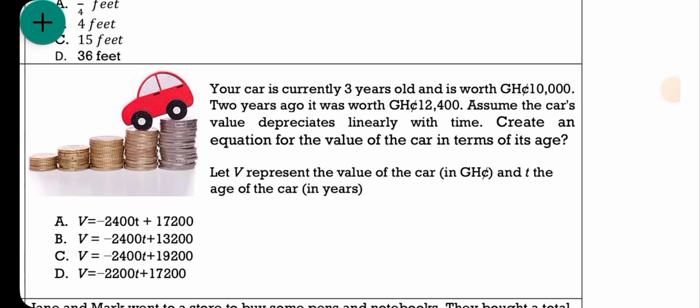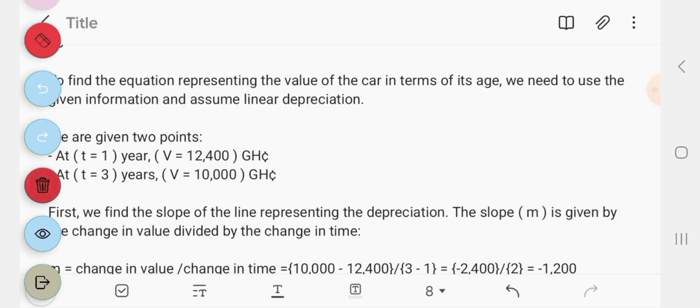Your car is currently 3 years old and is worth 10,000 Ghana cedis. 2 years ago, it was worth 12,400 Ghana cedis. Assume the car's value depreciates linearly with time. Create an equation for the value of the car in terms of its age. Let V represent the value of the car in Ghana cedis and T the age in years. So when you see this question, you know you are dealing with rates, and rates is per time. So change in value over change in time.